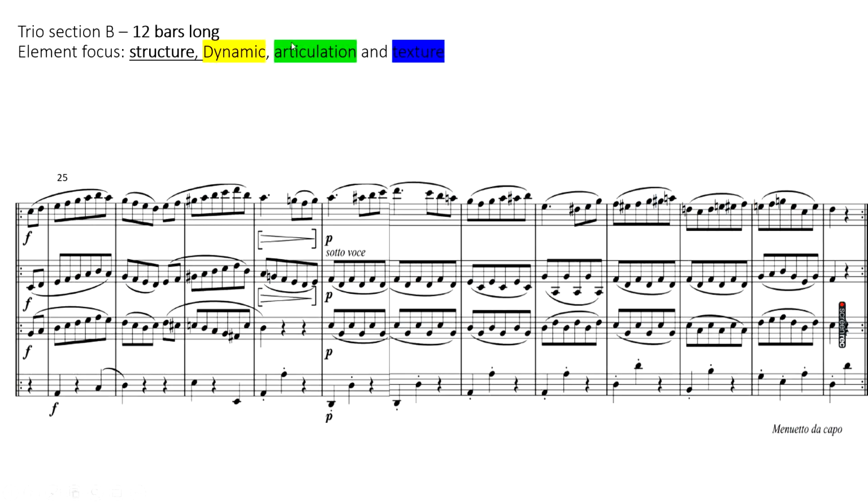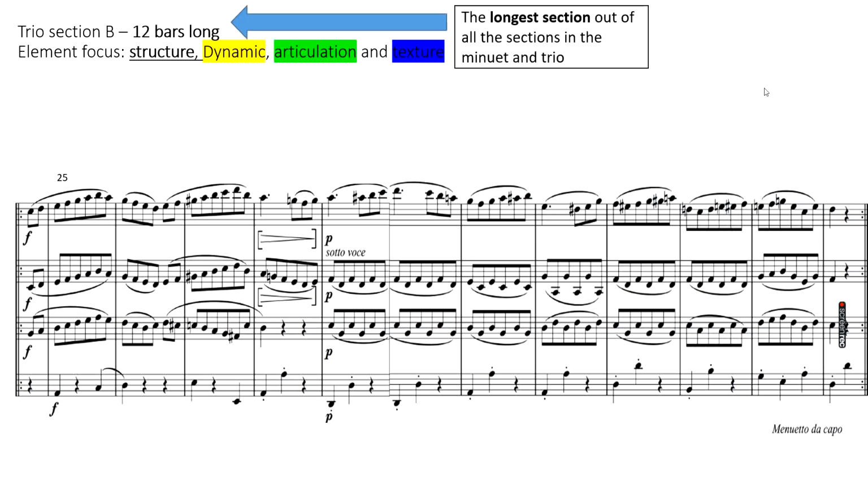Right, we're going to be looking at section B of the trio. And we're going to be looking at the following elements: structure, dynamics, articulation and texture. So get your pencils ready. To start with, we're going to look at structure.